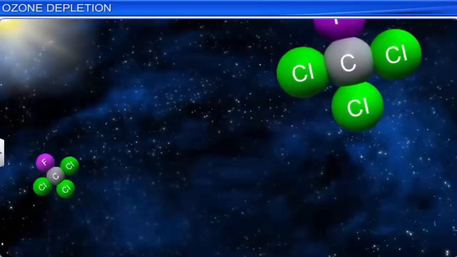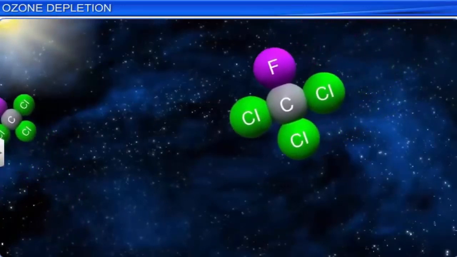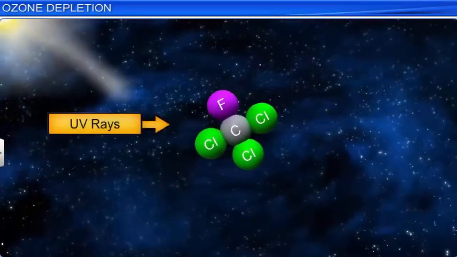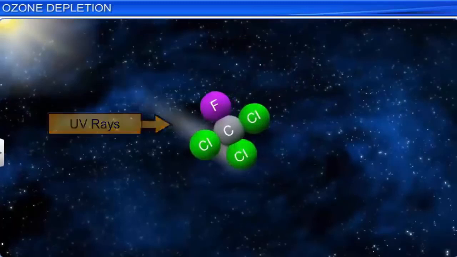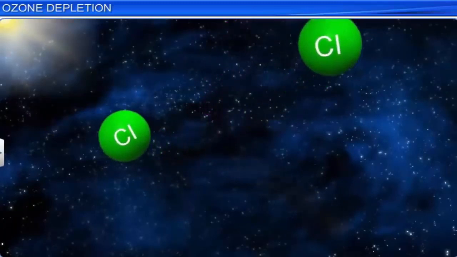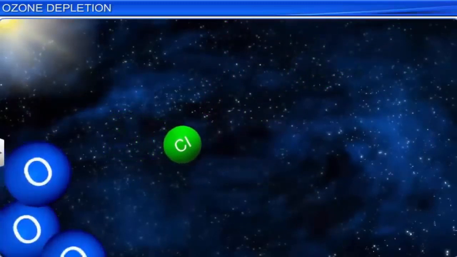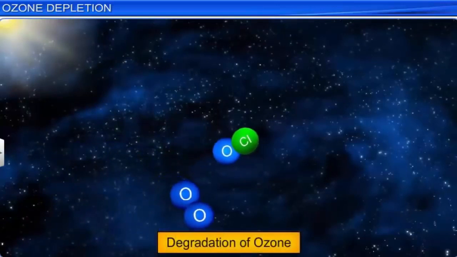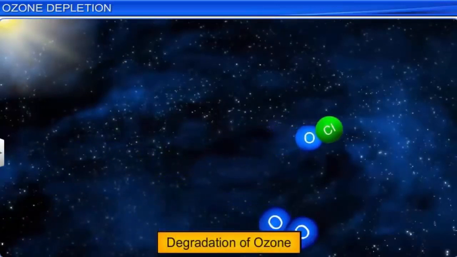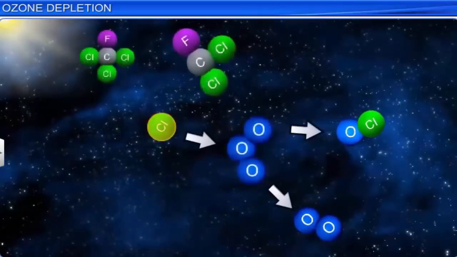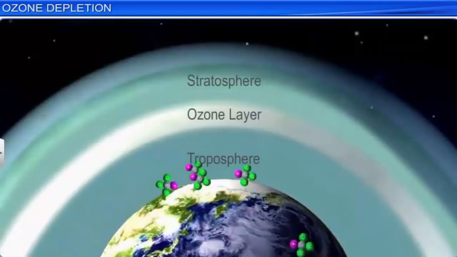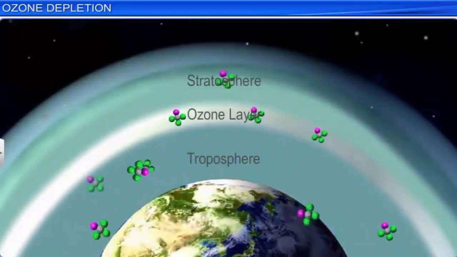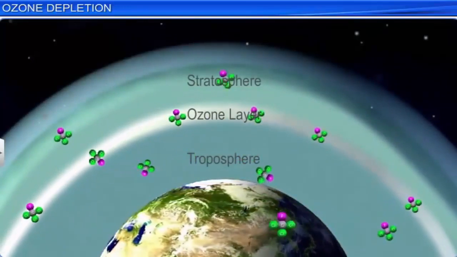In the stratosphere, CFCs react with ultraviolet rays, releasing chlorine atoms, which in turn degrade ozone, releasing molecular oxygen. These chlorine atoms function as catalysts only. Moreover, the continuous addition of CFCs results in further degradation of the ozone layer.